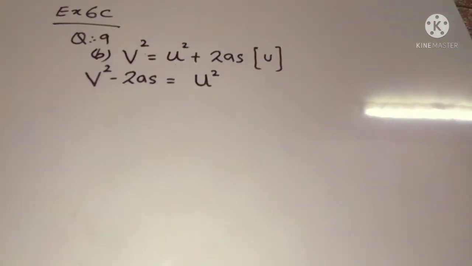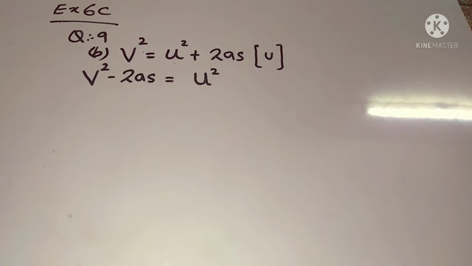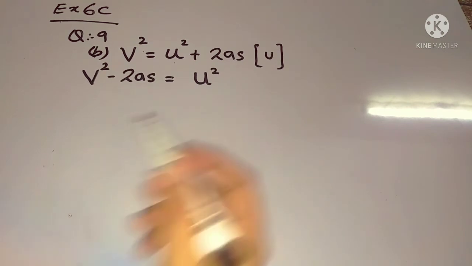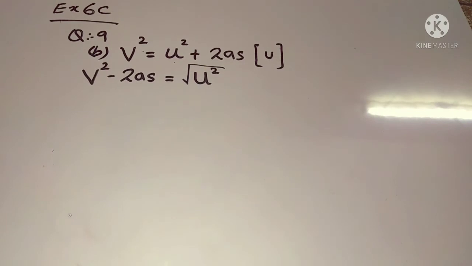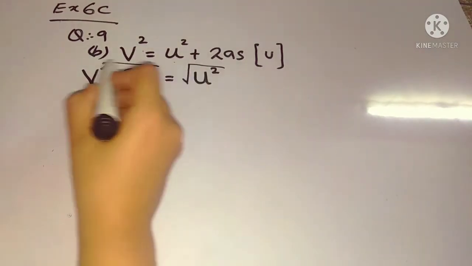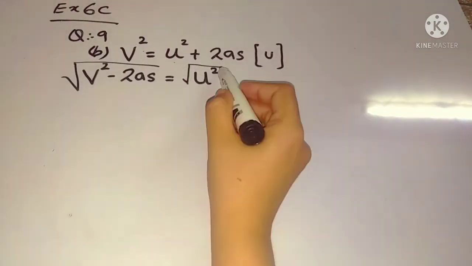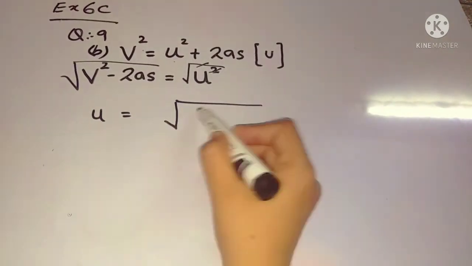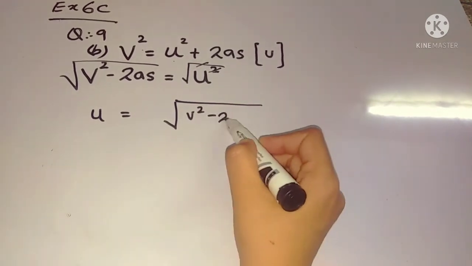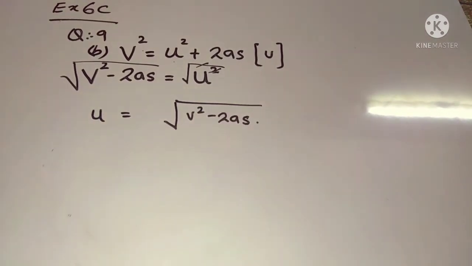Just as I have told you, we have to omit the square because we just need u. To omit the square, we can take the square root. Whenever there is a square and you want to omit it, you have to take the square root. And this is the rule of the equation, that if you're taking the square root on one side, you have to take the square root on the other side. So square and square root will cancel each other. So u will be equal to square root of v square minus 2as. Alright, so this is your answer.